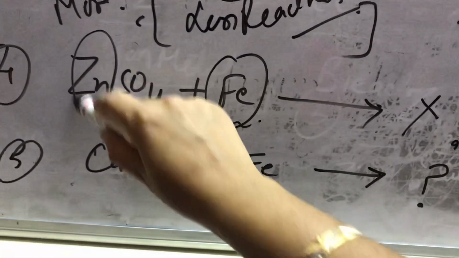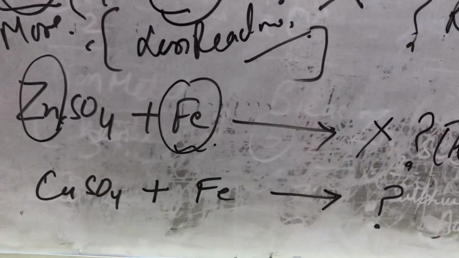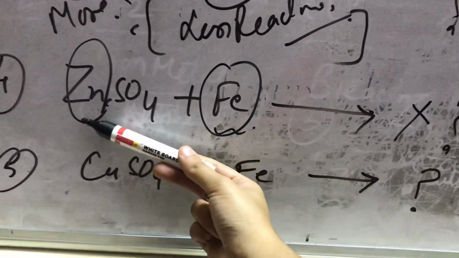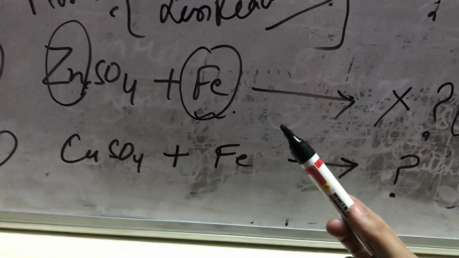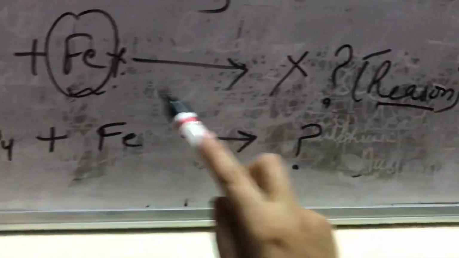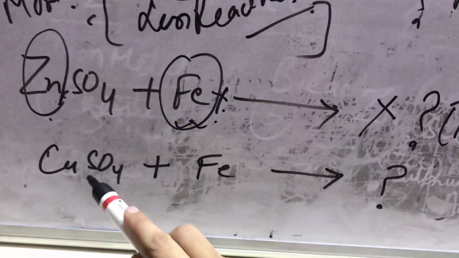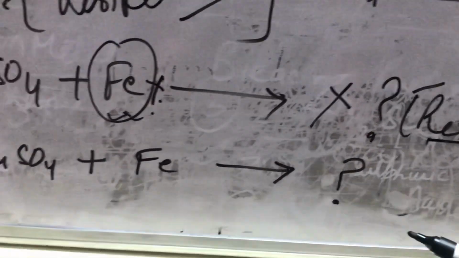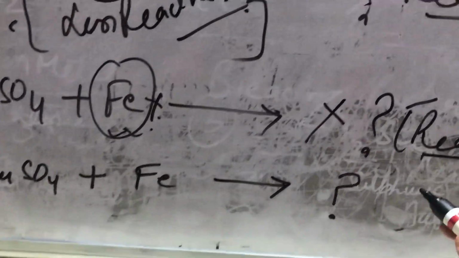Zinc and iron, which is more reactive? Is it the zinc or the iron? Zinc is more reactive, na, so will that reaction occur or not? This is not going to occur because iron is less reactive than zinc. And the last is copper sulfate plus iron. Find out whether this reaction is feasible or not, and let me know.